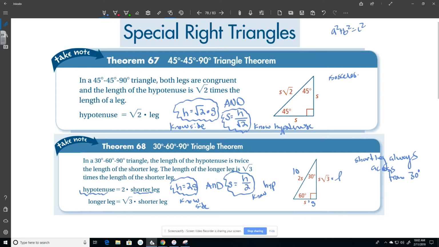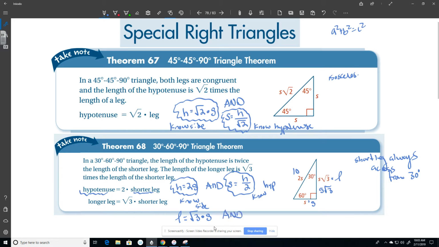My long leg is equal to the square root of 3 multiplied by my short leg. Now notice the short leg is not underneath the square root. So my long side equals square root 3 multiplied by the short side. So in this case, if my short side is 5, all I have to do to get the long side is 5 times the square root of 3, and I'm done.